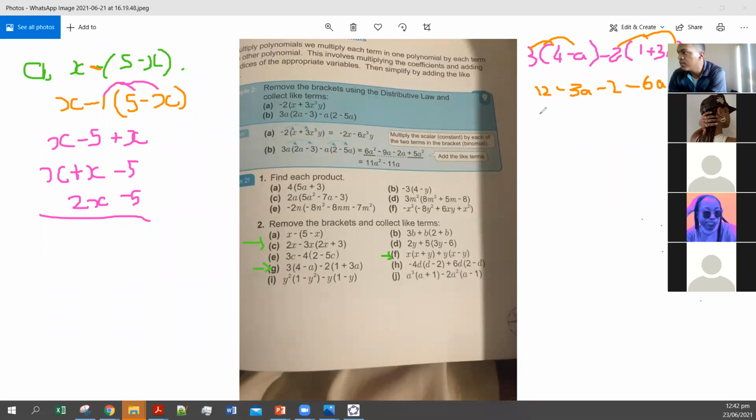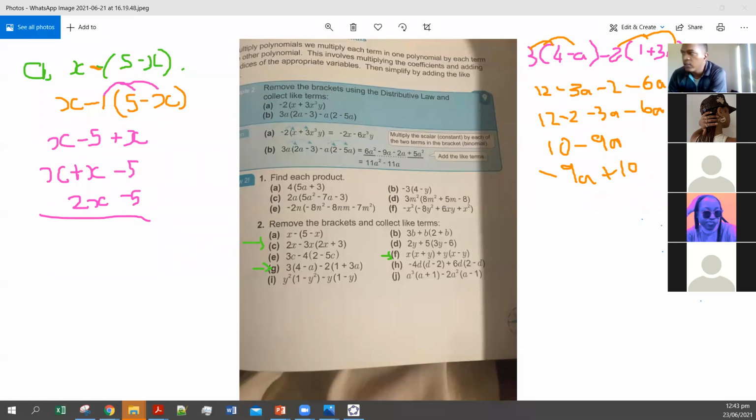Then we just group the like terms. I have 12 minus 2 minus 3a minus 6a. I just brought the minus 2 first, and then that one. This will give me 10 minus 9a. Okay, minus 3a minus 6a is minus 9a. And that is what the textbook should also have. Another version of this would be minus 9a plus 10. If you put a 10 on the other side, that is that one.